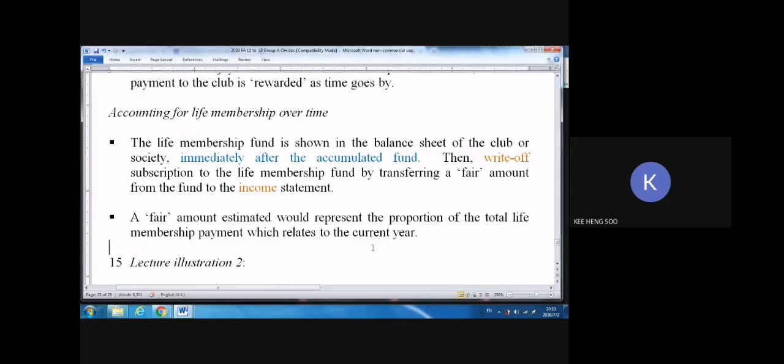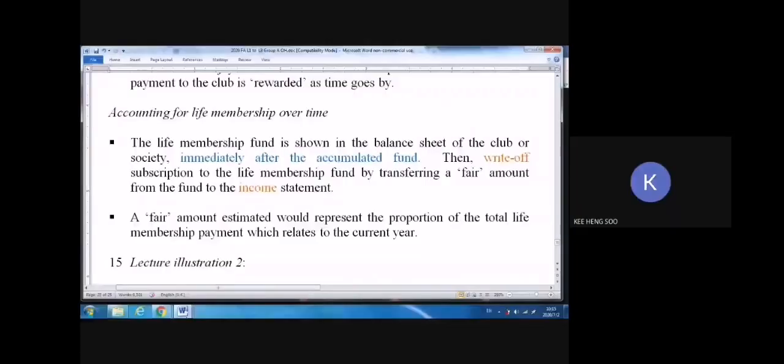Number two, members nowadays say that when people give you the money, you should develop the club, buy new equipment as a facility for the members. So that's why you need to transfer to the income an amount estimated to represent the proportion that relates to the current year. It's called matching concept.